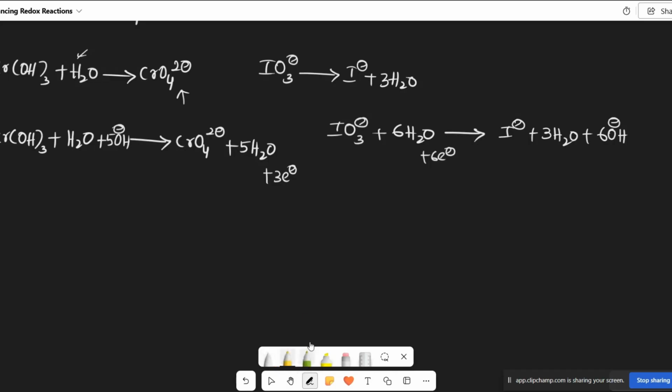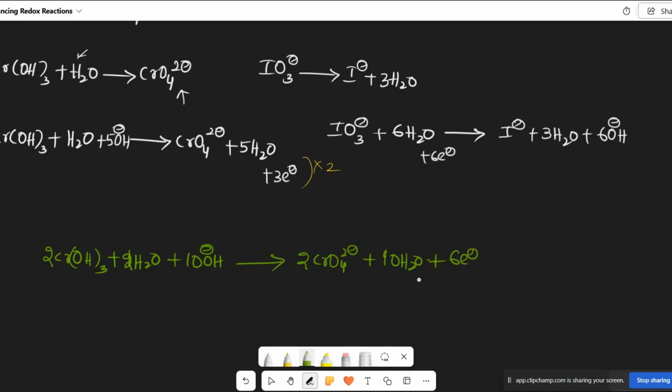Now here 6 electrons and there 3 electrons, so you multiply the whole oxidation equation by 2. Then rewrite the equation after multiplying: 2Cr(OH)3 plus 2H2O plus 10OH negative gives 2CrO4 2 negative plus 10H2O plus 6 electrons. You can cancel out the water molecules.